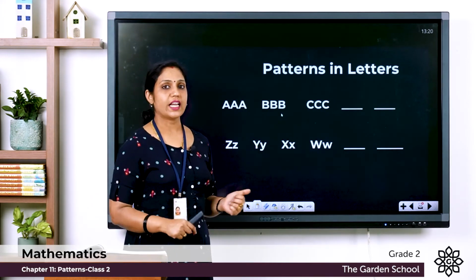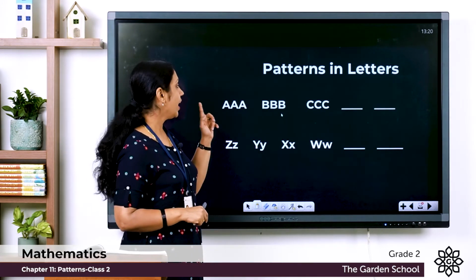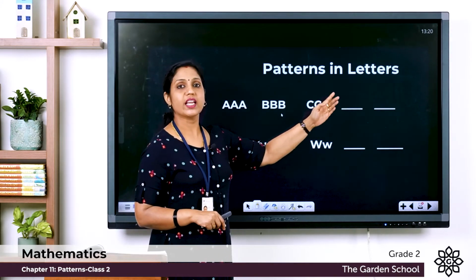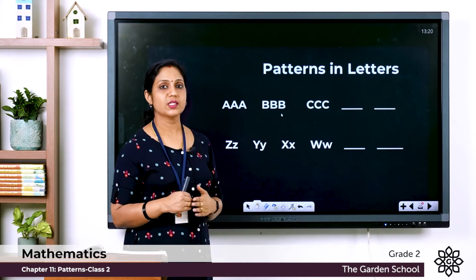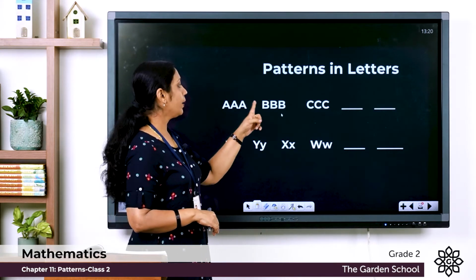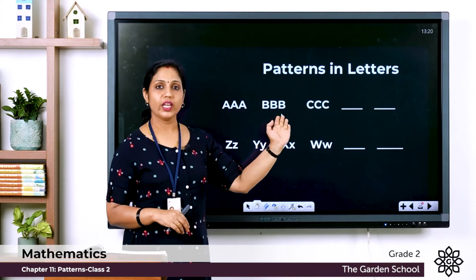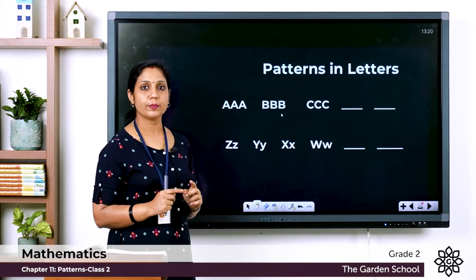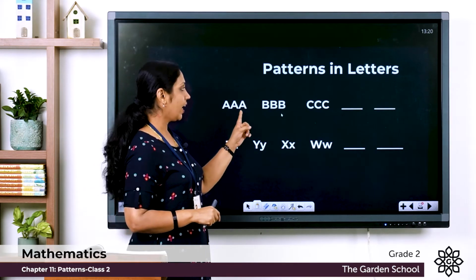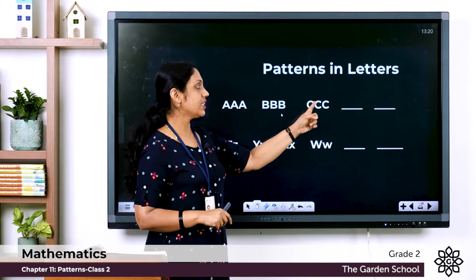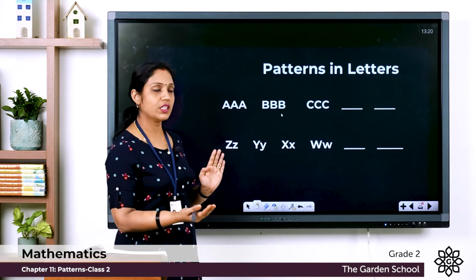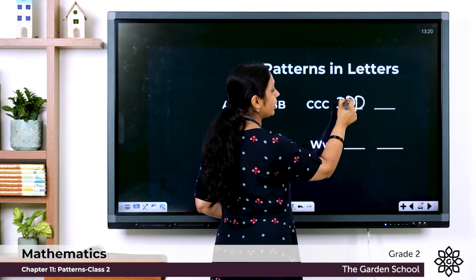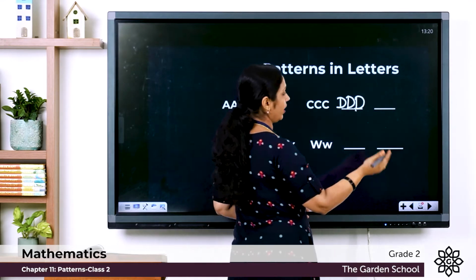So let's do this activity. Here you can see A, B, B, B, C, C, C. The next we have to fill. So what is the specialty here? A, B, C. The letters are going in order. But what is the difference? Here you can see that each letter is repeating 3 times. A, B, B, B, C, C, C. So which letter has to come after this? It is D, D, D. And after D, D, D, it is E, E, E.